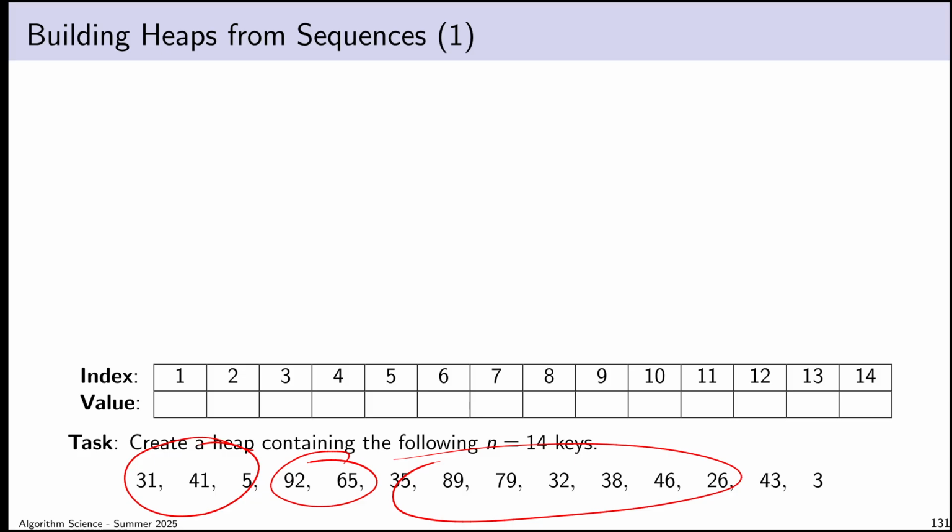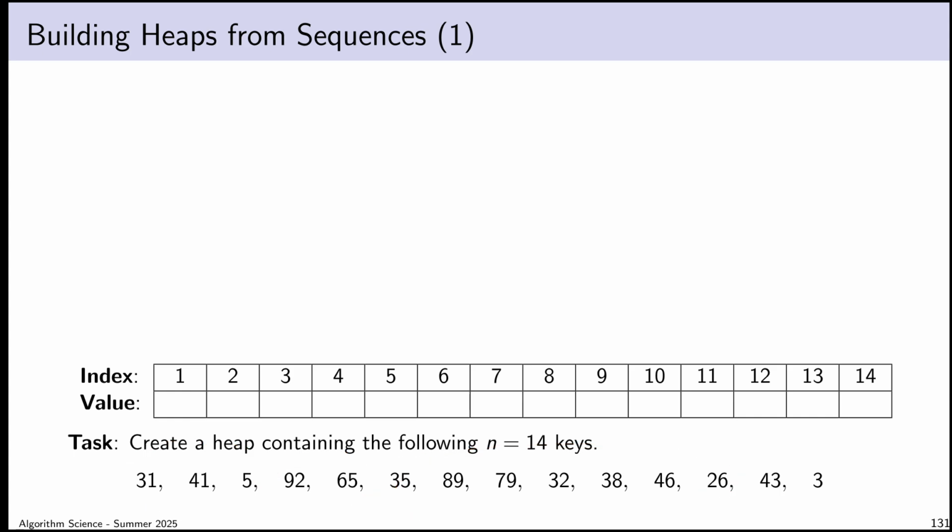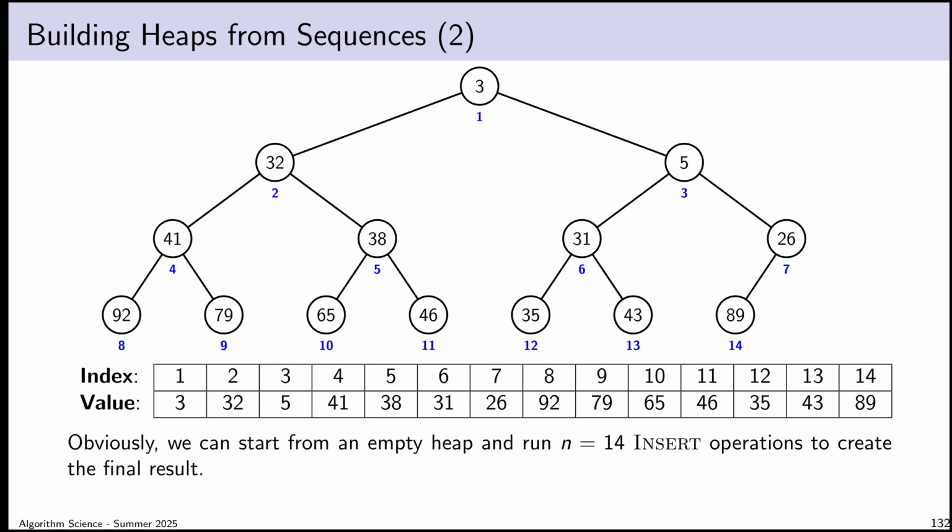But I should also consider, what if I happen to have a huge sequence of keys and I want to make all of them into a heap from nothing all at once? So not only am I doing a bunch of insertions in a row, I'm starting from an empty heap and doing a bunch of insertions. How do I do this? Well, the easiest way would be to just perform n insert operations starting with an empty heap.